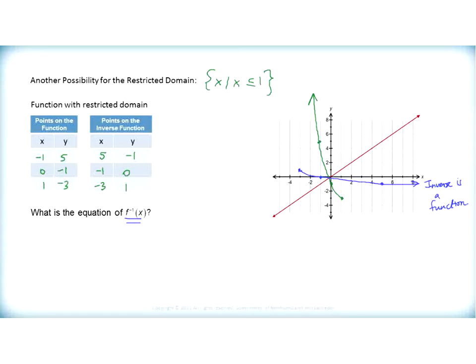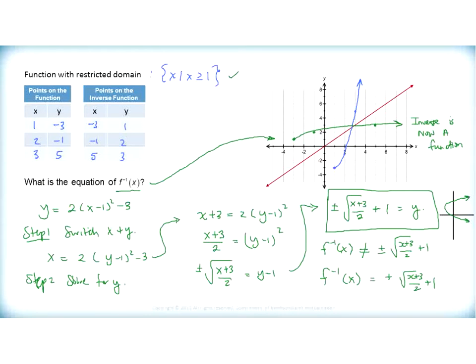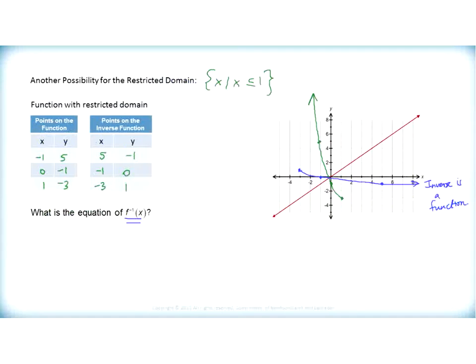Well, we just figured out how to switch x and y and solve for y. I'm not going to do that again. The equation we got was this one here. Y equals plus or minus the root of (x plus 3) over 2, plus 1. Remember, this is not a function. This is your complete sideways parabola, which is not a function. I only want the bottom part of that sideways parabola. The bottom part of that sideways parabola, which is a function, is the negative part of that equation.